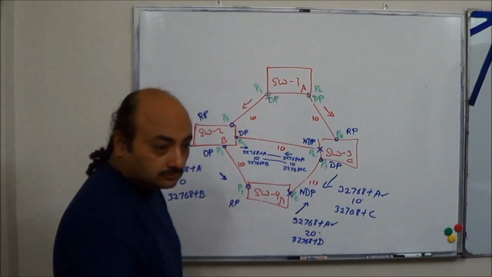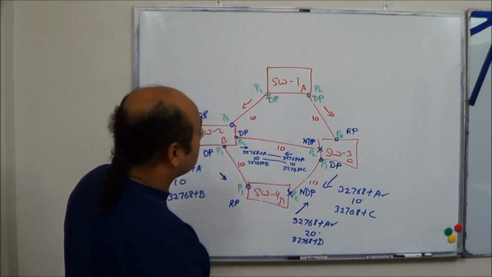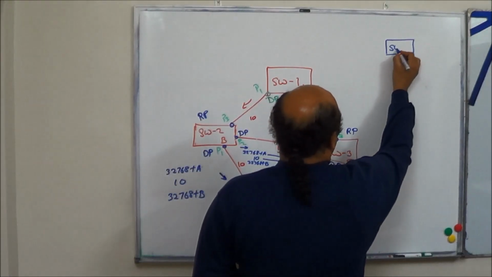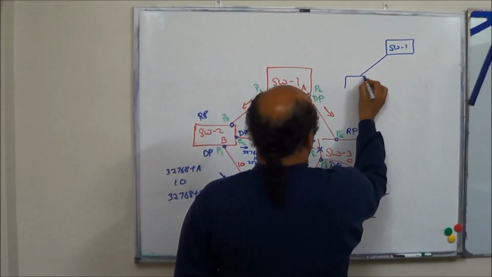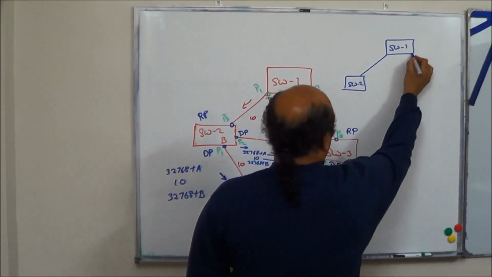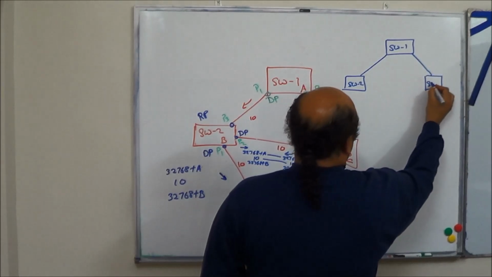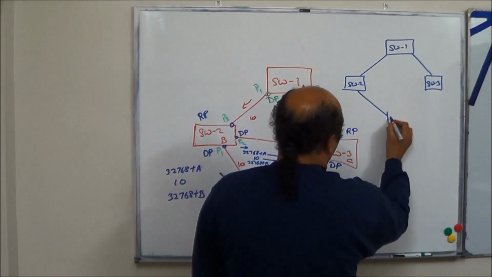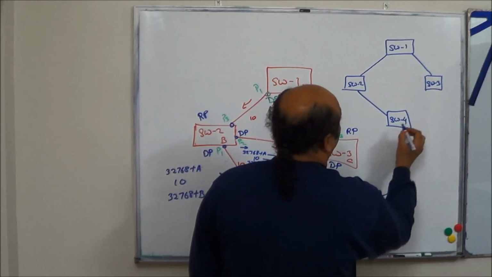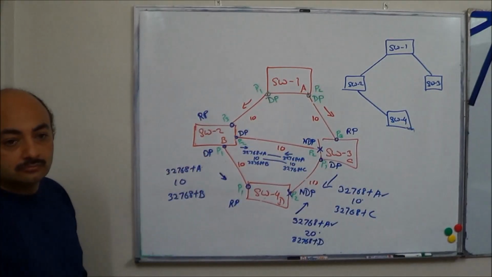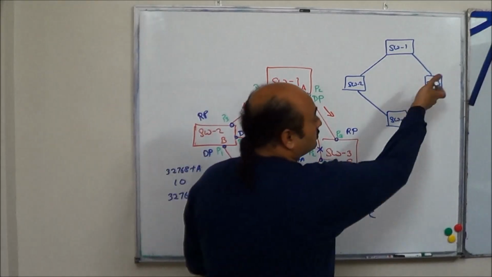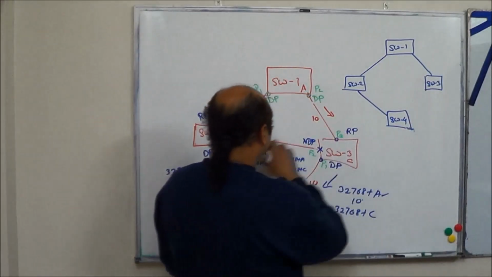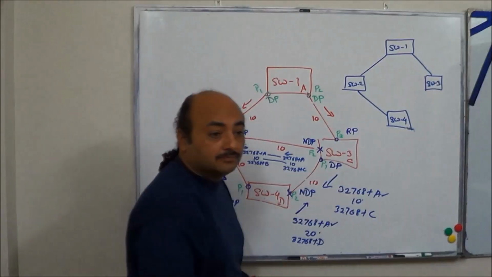Now, what is the case? In effect, what has the topology become? The topology has literally become like this. The physical topology remains like this, but the logical topology is like this. This link is broken. Physically it exists, but logically there is no connection.